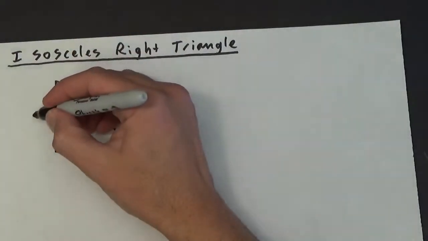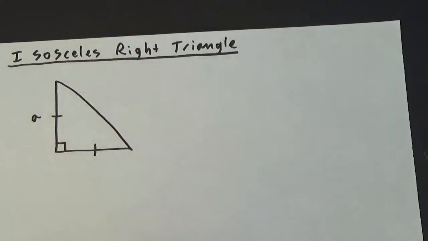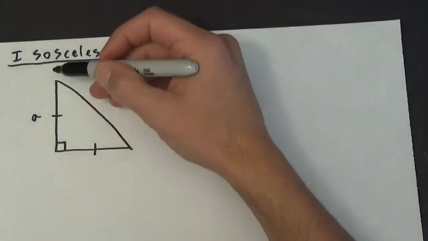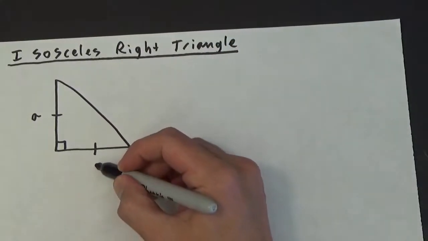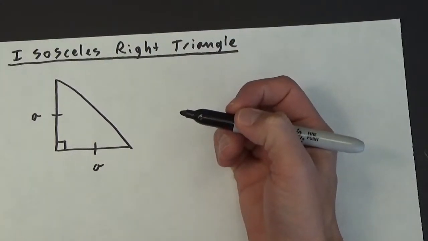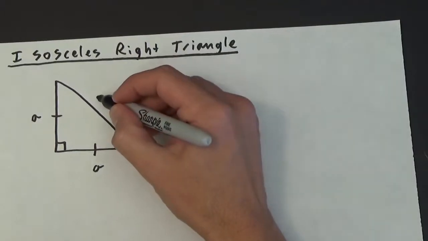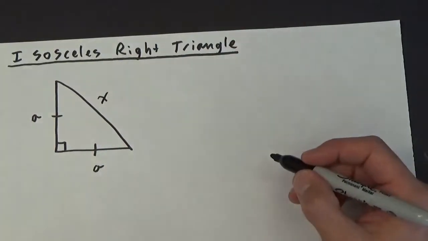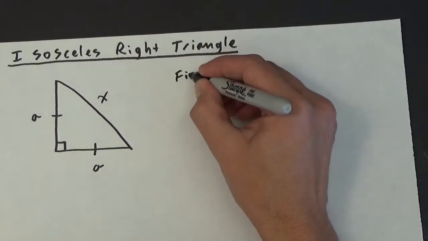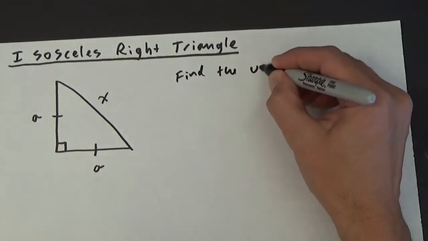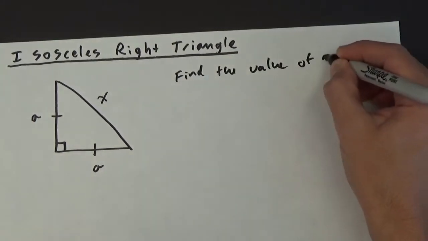Now, if I were to say that the length of this side is A, then that means the length of this side also has to be A. So let's find the length of the other side. We'll call that X. So let's find the value of X.